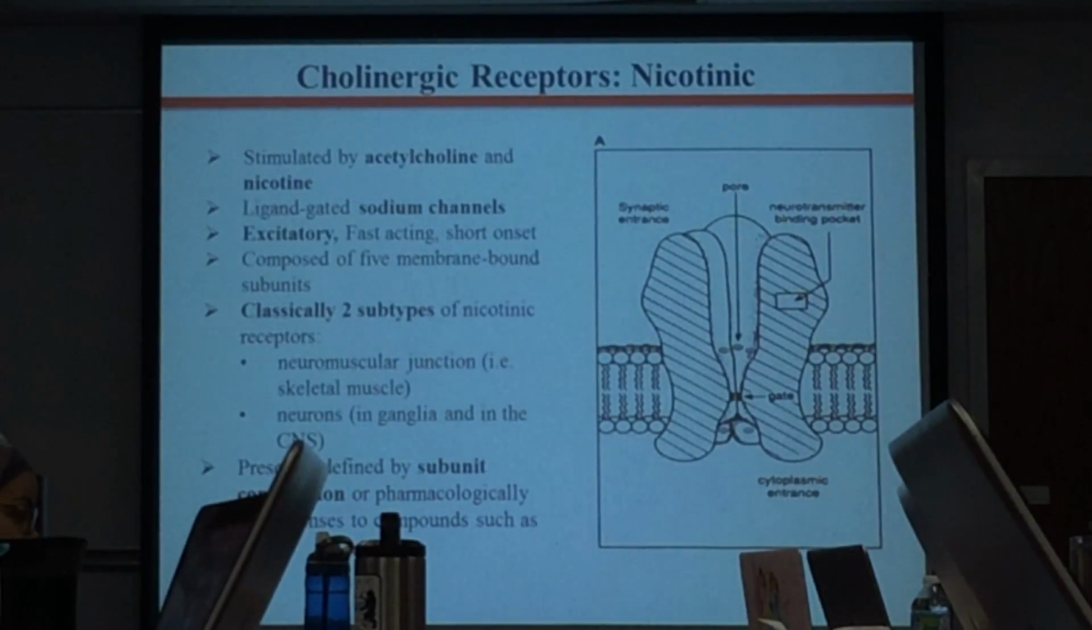You probably already learned this, right? The nicotinic receptor, Mark probably talked about this. So the cholinergic nicotinic receptor is a ligand-gated ion channel, and the sodium ion can flow through the channel and cause excitation of the neurons. I don't have to talk about this.